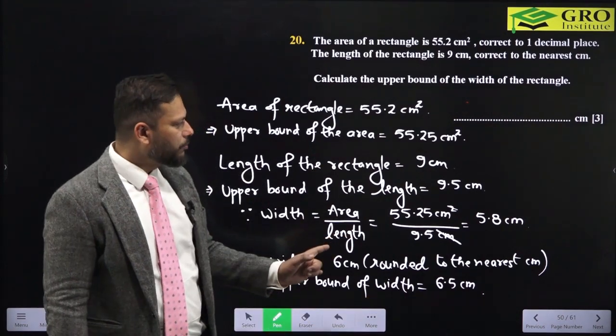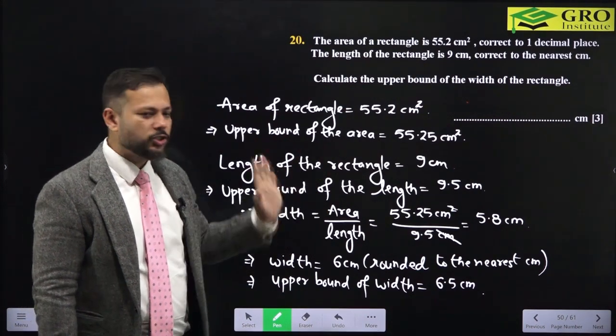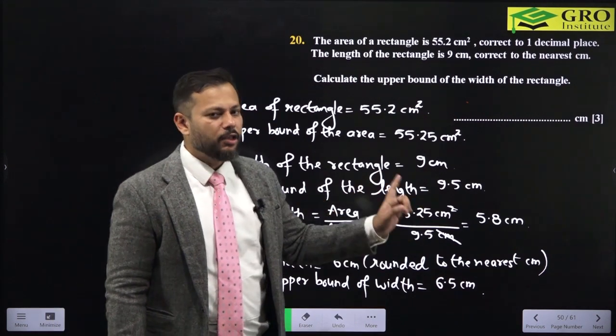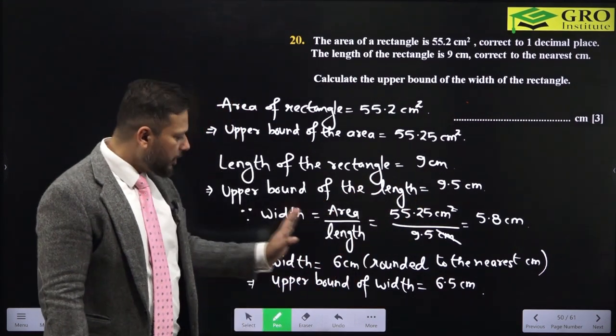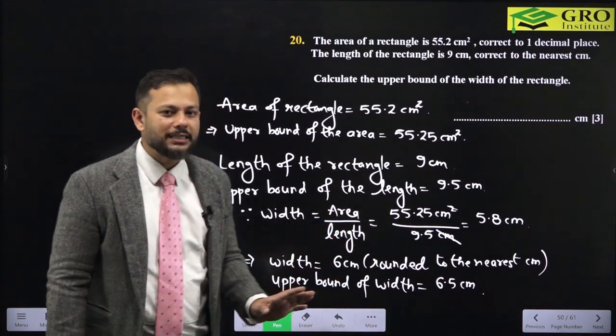I'm revising it one more time for you. We have written the upper bound of the area as per the question, 55.25. Then we wrote the upper bound of the length. We got it as 9.5. We got the width by dividing area by the length. We are getting it as 5.8 centimeter.